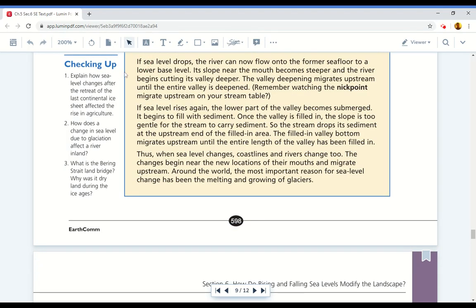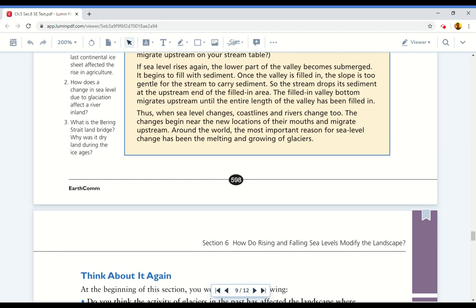If sea level drops, the river can now flow onto the former seafloor to a lower base level. Its slope near the mouth becomes steeper and the river begins cutting its valley deeper. The valley deepening migrates upstream until the entire valley is deepened. Remember watching the Nick Point migrate upstream on your stream table?